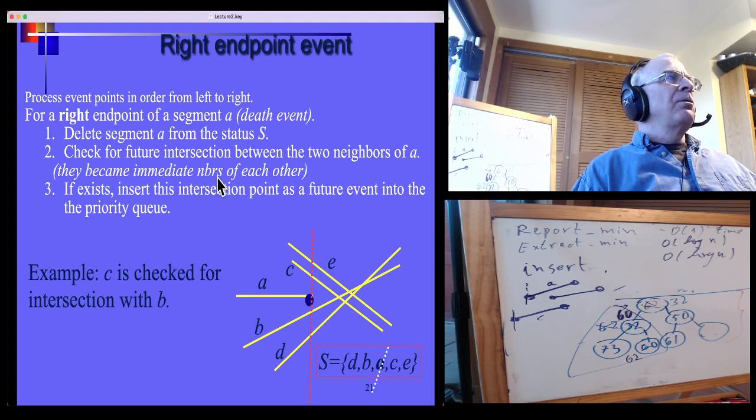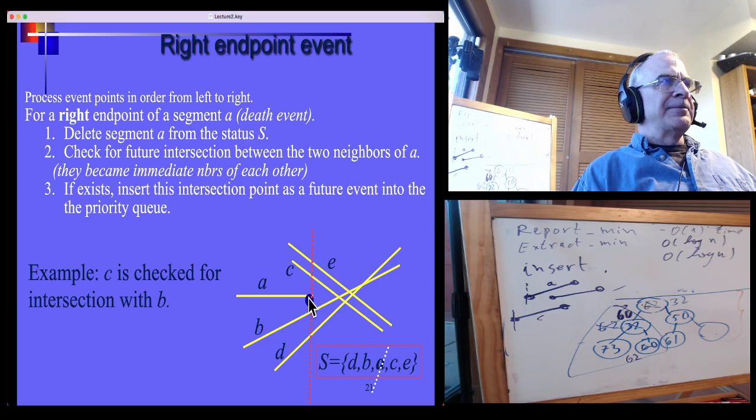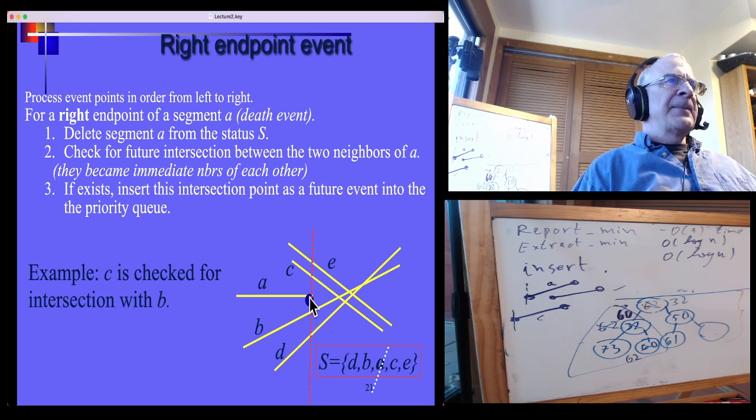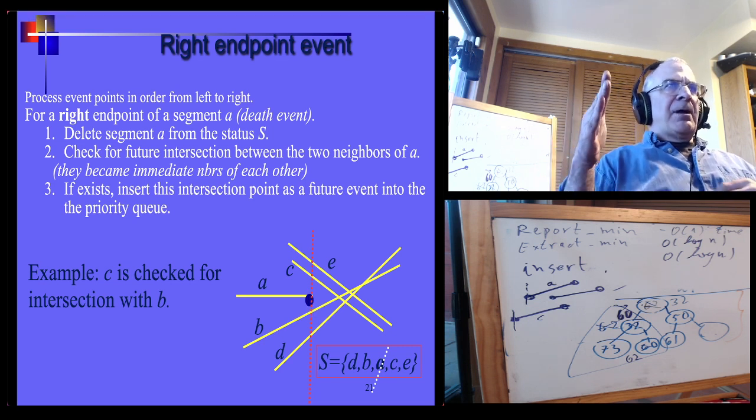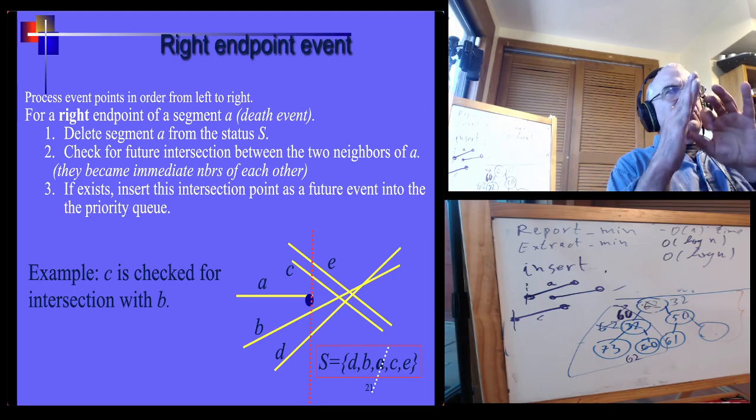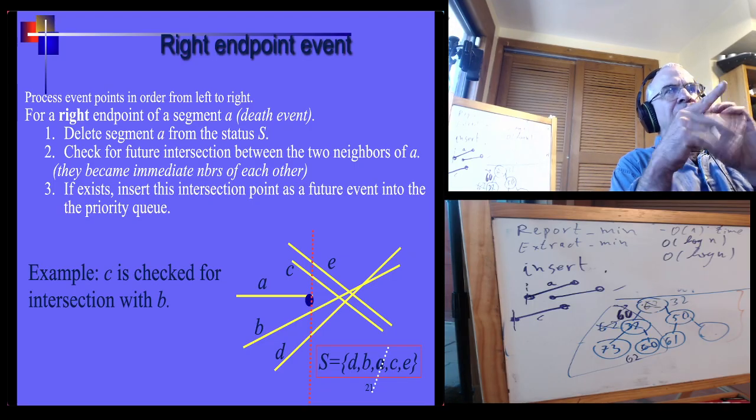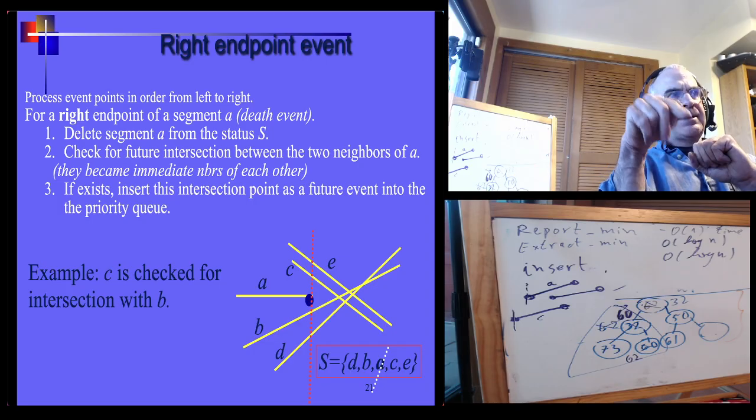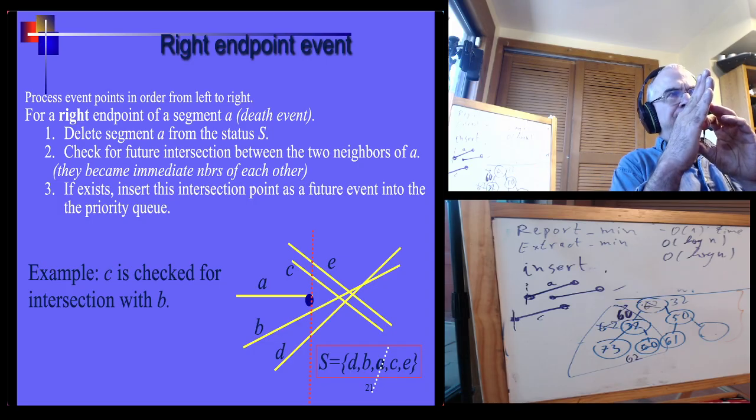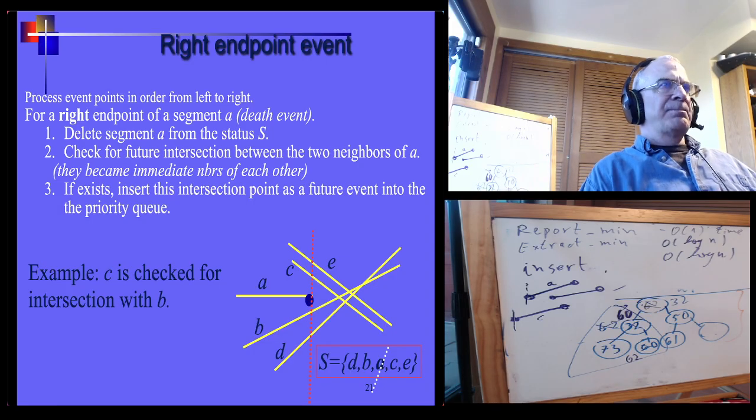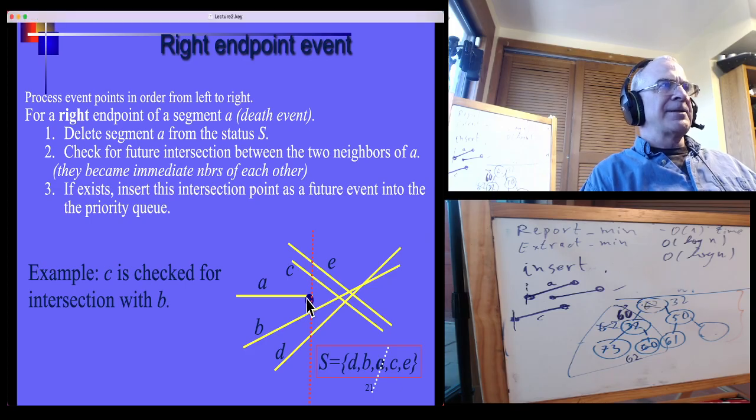What happened when I hit a right endpoint of a segment? My line sweep just hit the right endpoint of a segment. So let's meditate a bit about the invariant. I need to know about every intersection point between every pair of neighboring segments.